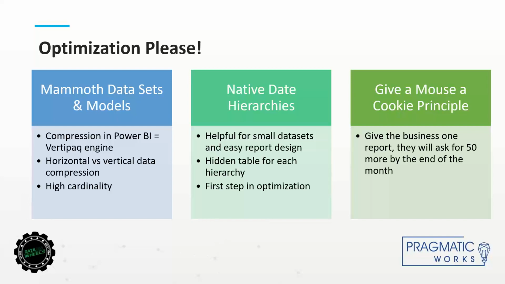Lastly, the give a mouse a cookie principle. Now, not all of you might have grown up with the childhood story of where if you give a mouse a cookie, he's going to ask for a glass of milk. And by the end of the book, essentially, you're giving the mouse your house. So the idea here is if you give the business 1 report, they're going to ask for 50 more reports by the end of the month. We've all seen it happen. It's a typical IT thing. You give them 1 cool thing, and they're going to want the world from it.